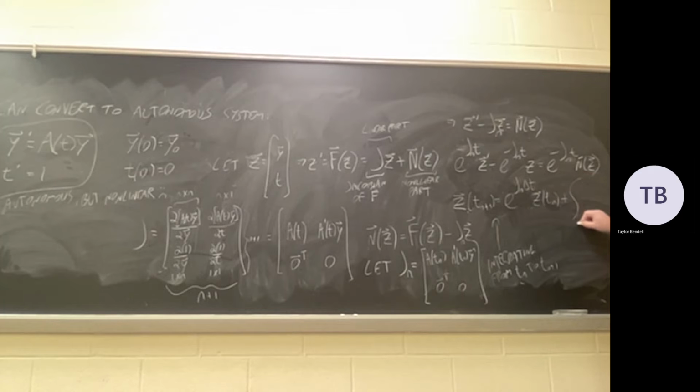Plus the integral from tn to tn plus 1 of e to the Jn (tn plus 1 minus s), N, capital N, of Z of s ds. Okay. So we have a solution formula that resembles solution formulas that we've seen before for ODEs that have source terms. And this is going to be used as a starting point for a numerical method.